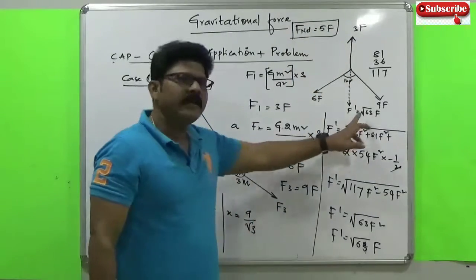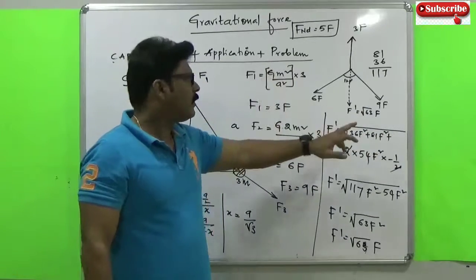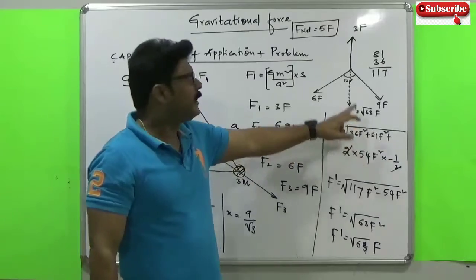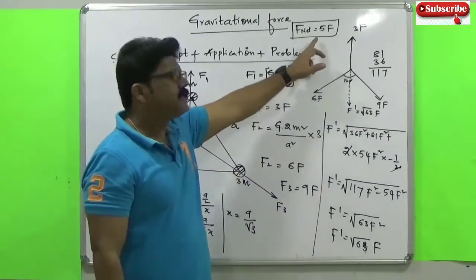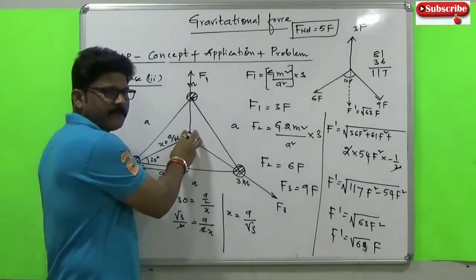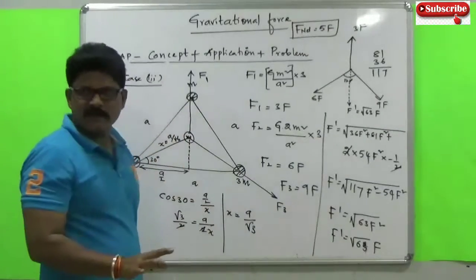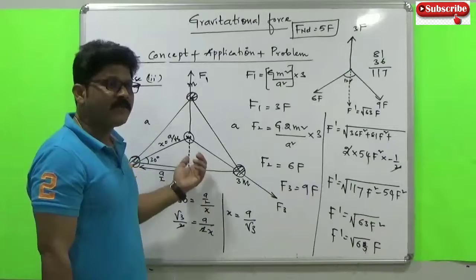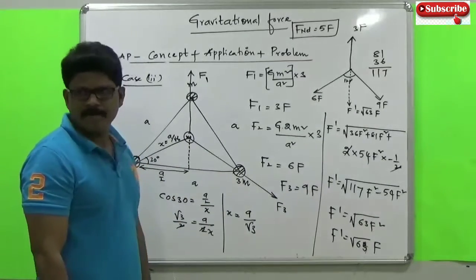So if I take under root of 64 f nearly, we will get 8f. 8 minus 3, both being opposite in direction, is how much? 5F. So the net force acting on it is 5F, if m, 2m and 3m, all three, are different. If all are the same, the net force will be 0. So the simple concept will be easy. Is it clear? Check again.